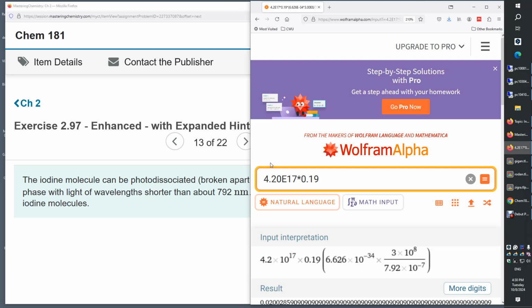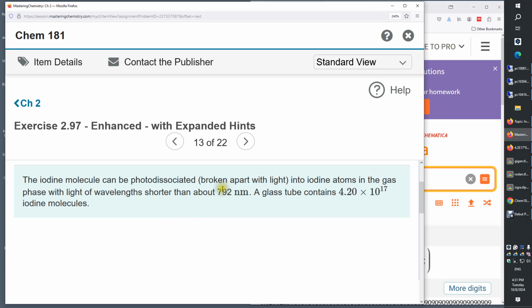19% is 0.19, and then multiplied by the energy required to just dissociate one iodine molecule. So over here, this is the energy required to dissociate one iodine molecule. How do we get this information? Well, it's not given in the question. It gives the wavelength of a photon that can dissociate one iodine molecule.